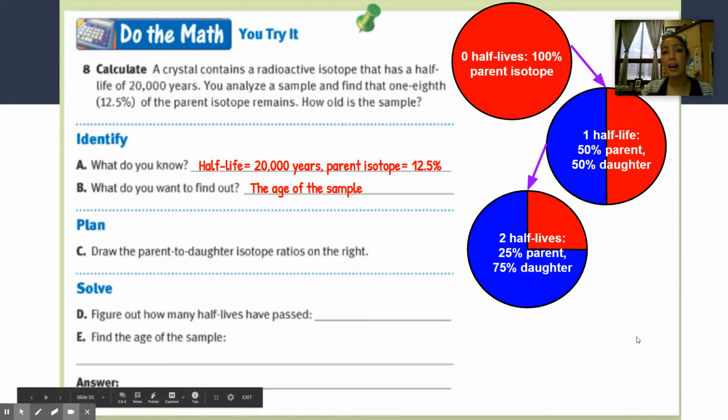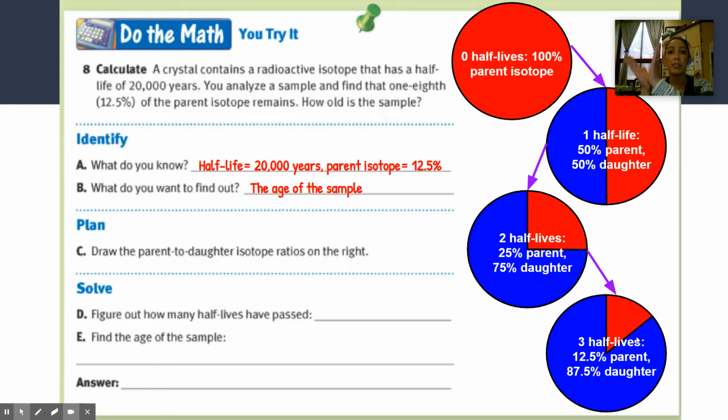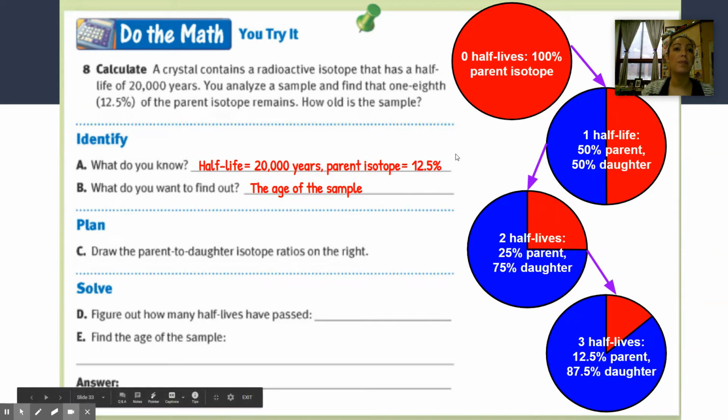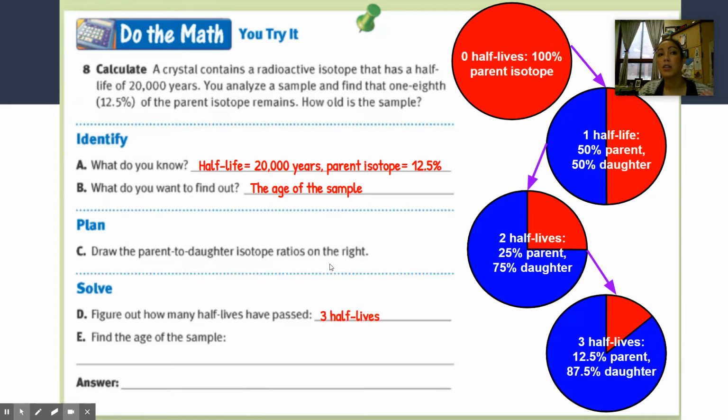So after 3 half-lives, that 25% gets cut in half to 12.5%. That's where we are on this rock, okay? So now we need to figure out how many half-lives have passed. I know it's been through 3 half-lives, and I know the half-life of this sample is 20,000 years. So I'm going to take 3 half-lives times 20,000, and you end up with a 60,000-year-old sample.